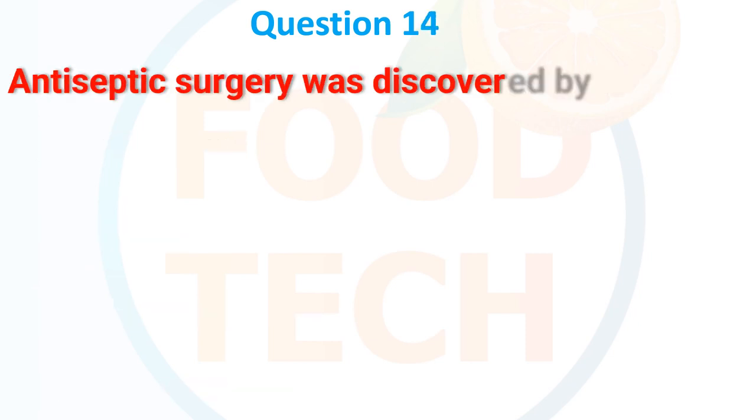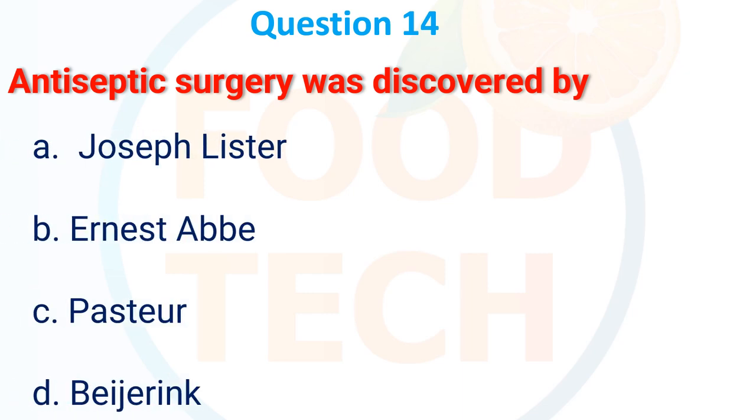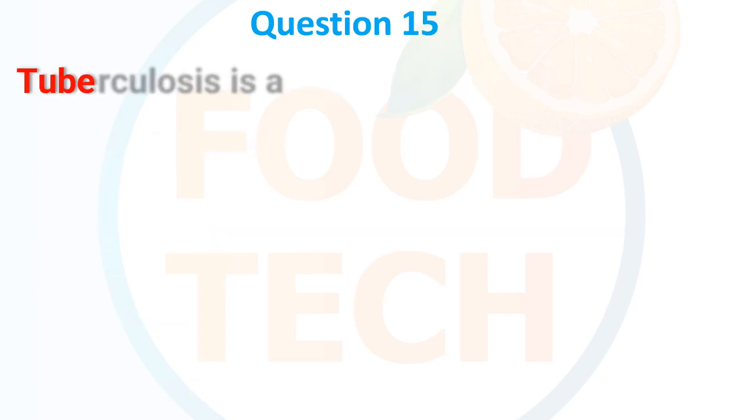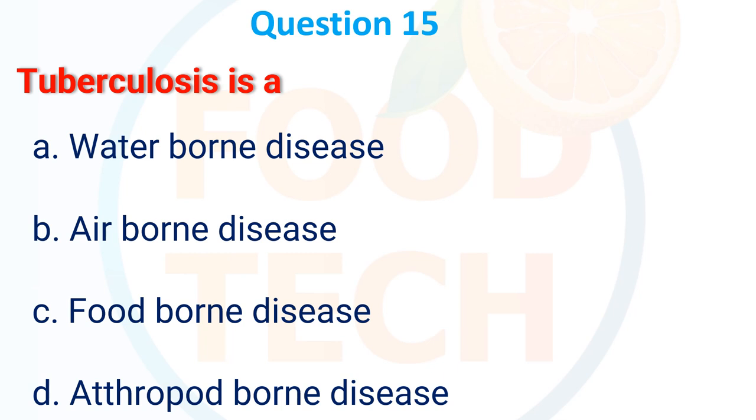Antiseptic surgery was discovered by A. Joseph Lister, B. Ernest Abbe, C. Pasteur, D. Beijerinck. The answer is A. Tuberculosis is A. Waterborne disease, B. Airborne disease, C. Foodborne disease, D. Arthropod-borne disease. The answer is B.